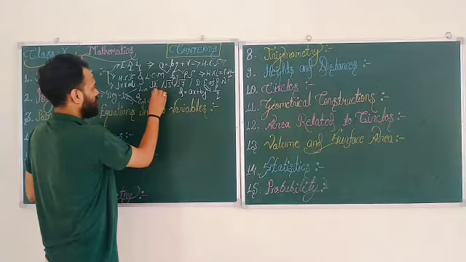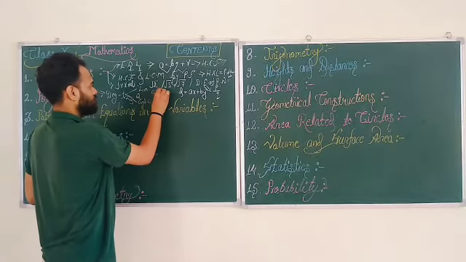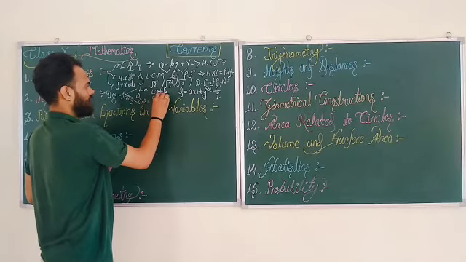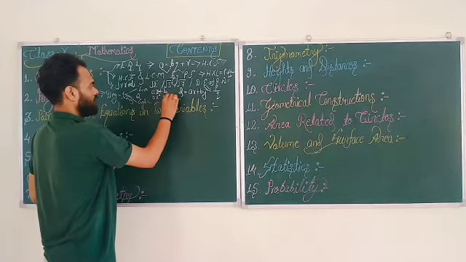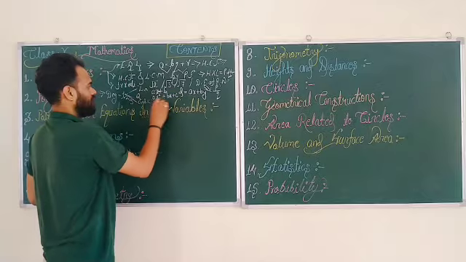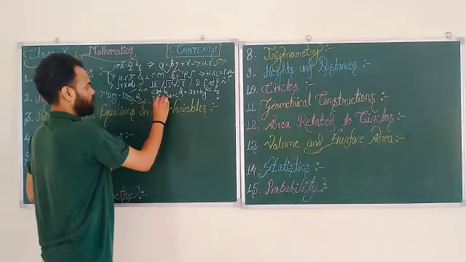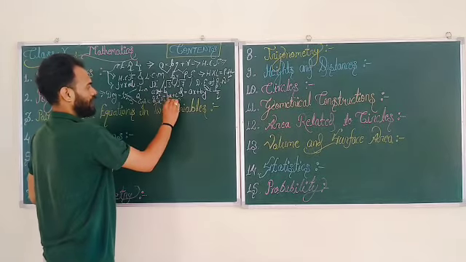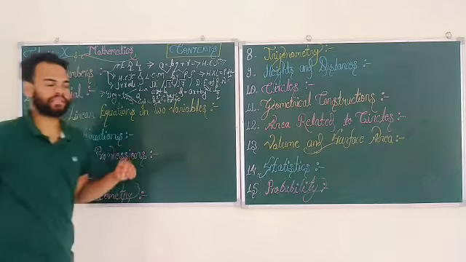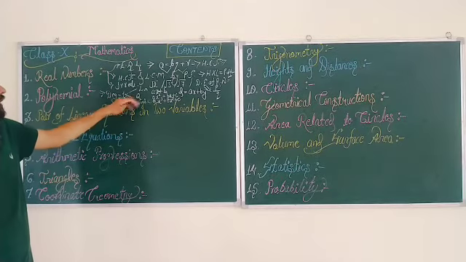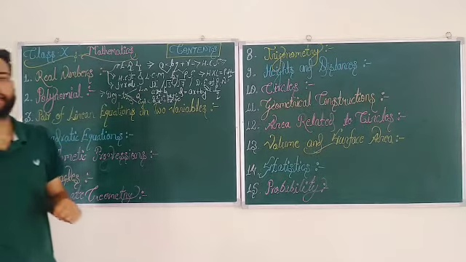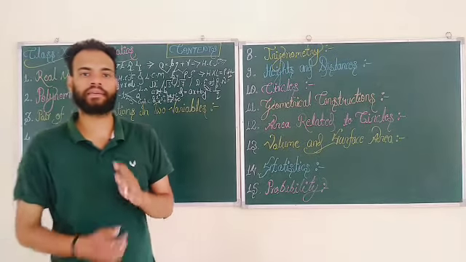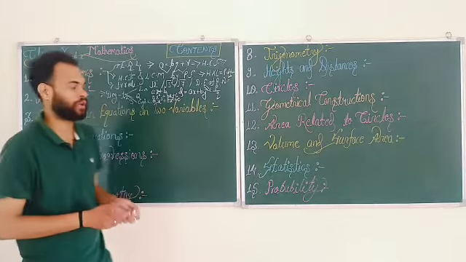The general form of a linear polynomial is ax + b. The general form of a quadratic polynomial is ax² + bx + c. And the general form of a cubic polynomial is ax³ + bx² + cx + d. A polynomial having degree 1 is said to be a linear polynomial. If the degree is 2, it is a quadratic polynomial, and if the degree is 3, it is a cubic polynomial.